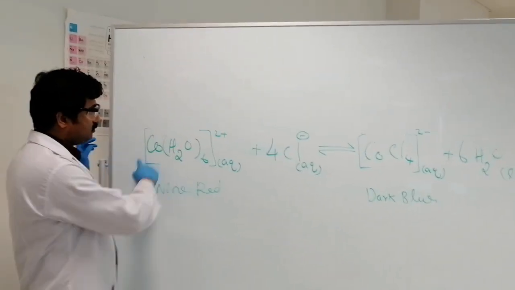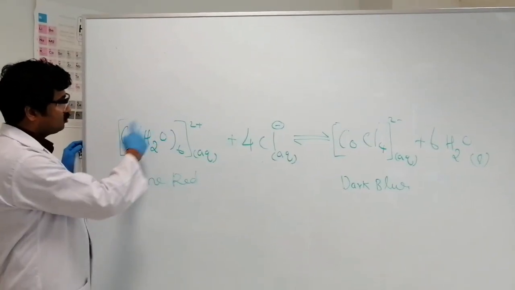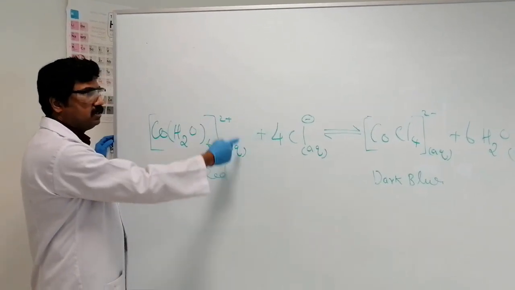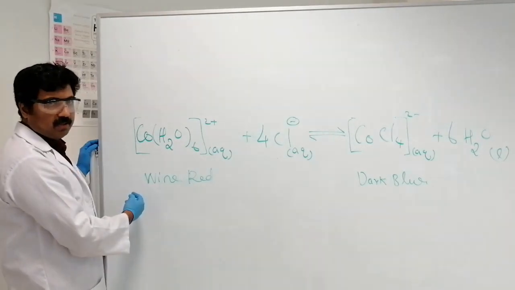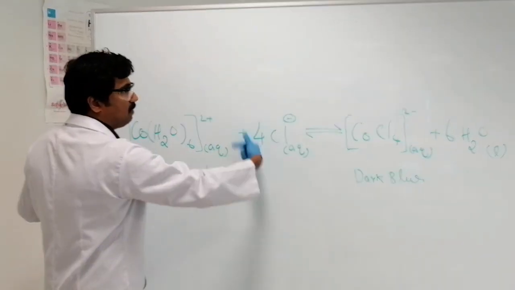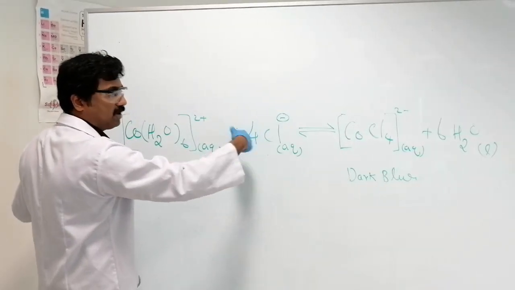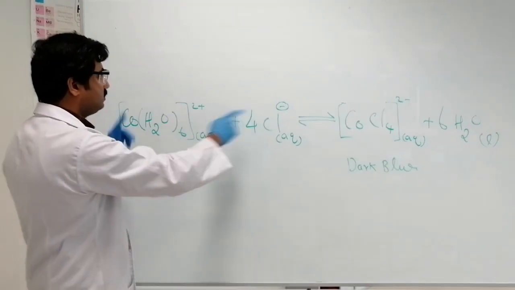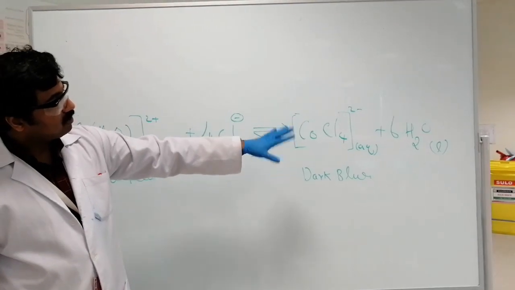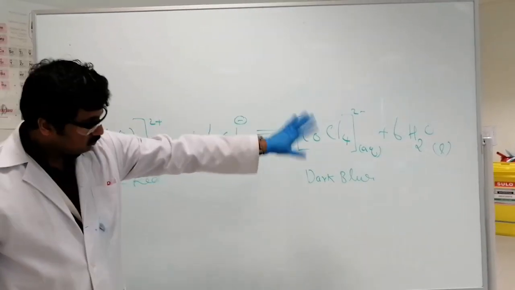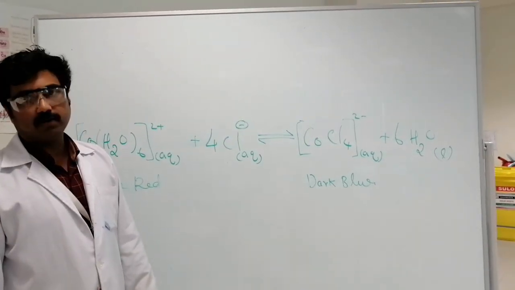The aqueous solution of cobalt is here. This is the cobalt hexaaqua complex, which has a wine red color. And we react it with Cl- ions, chloride ions from the hydrochloric acid. Once the reaction takes place, we get the product, the cobalt tetrachloro complex, with a side product of water, H2O.